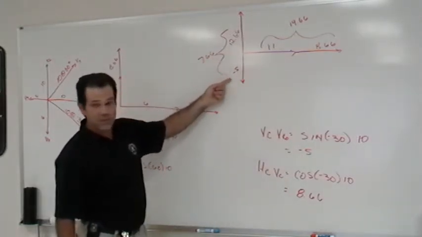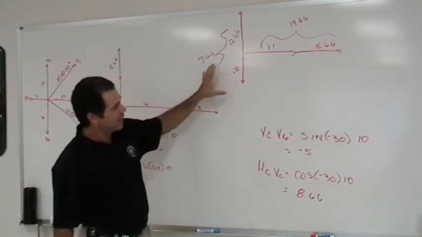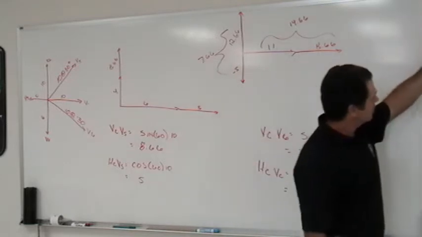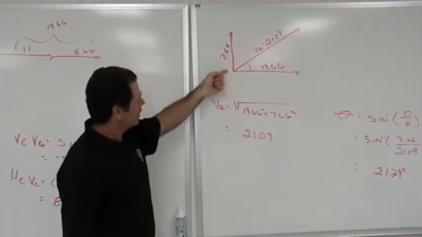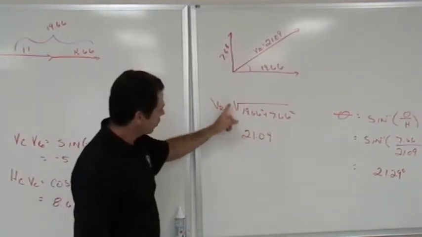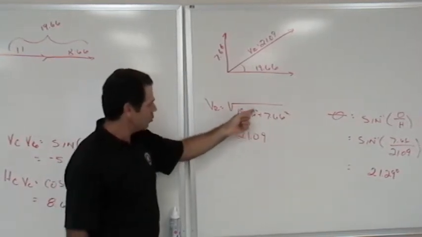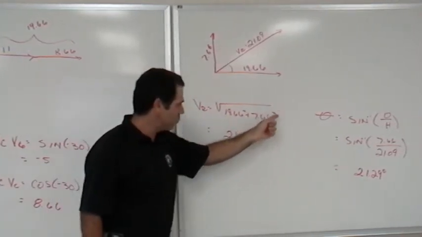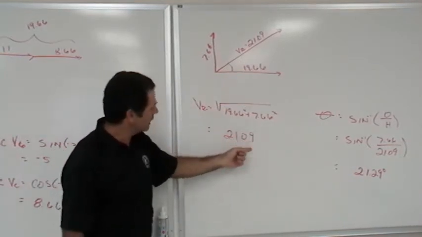12.66 minus 5 is 7.66. So now we have a new triangle, 7.66 and 19.66, and we're looking to calculate the vector resultant. The vector resultant is equal to the square root, using the Pythagorean theorem, of 19.66 squared plus 7.66 squared, which gave us a vector resultant of 21.09.